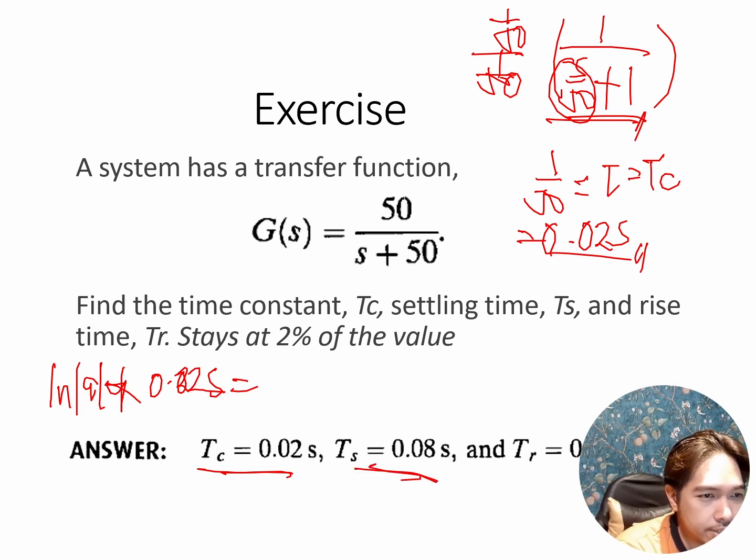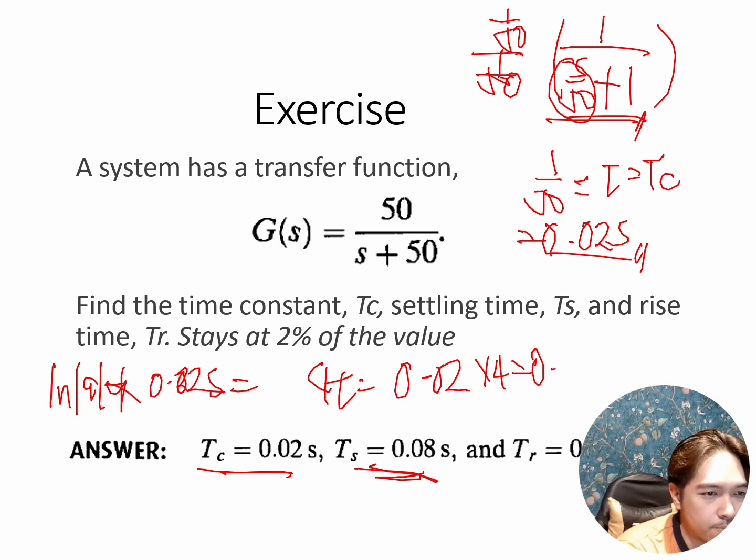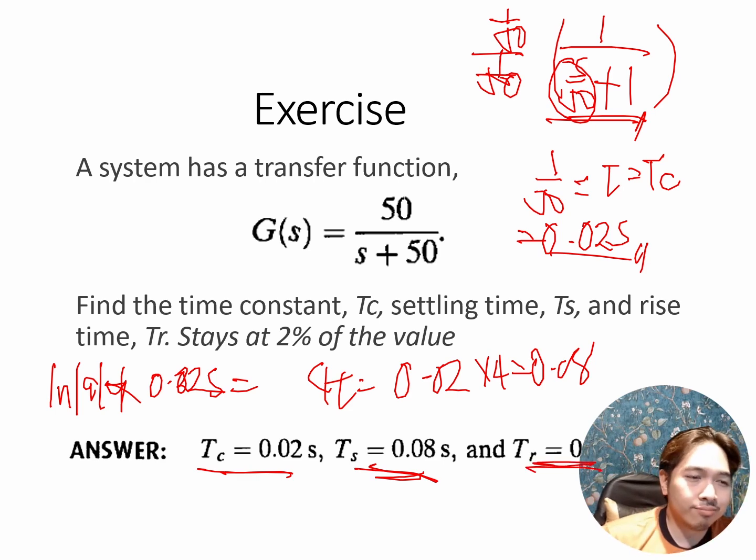0.08 seconds. And for our rise time, we have 2%. It stays at 2% of the value, so that would be 4 times tau. That would be 0.02 times 4, so that would be 0.08. I'm sorry for this one. That will be ln of 9 times 0.02, and that's not 0.08, but rather the value I stopped on. So just solve for this value, and that will be the answer for our rise time.